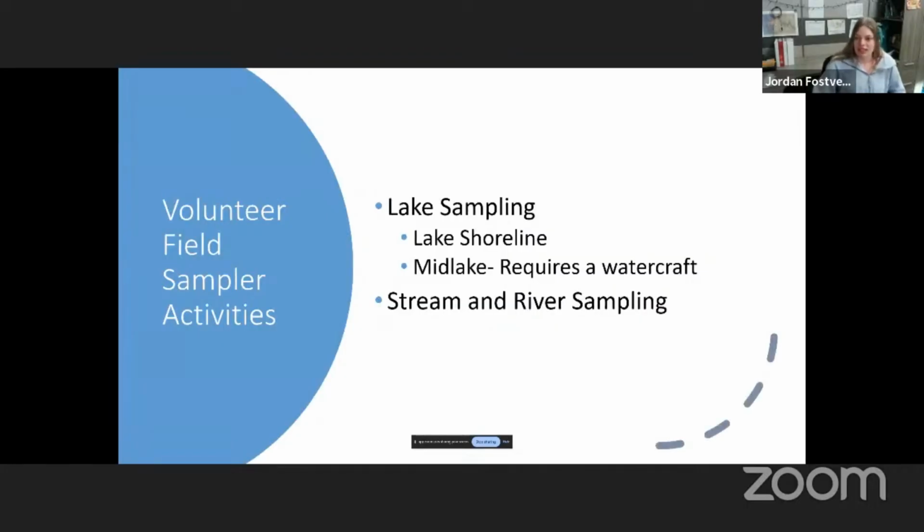So volunteer field sampling activities, these are what you would be free to do if you join the volunteer program. You can do lake sampling, that includes lake shoreline sampling and mid-lake sampling. Mid-lake sampling does require that you have a watercraft or some way to get to the middle of the lake. There's also stream and river sampling.